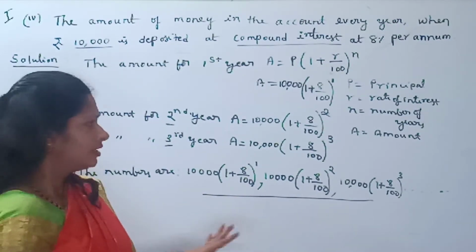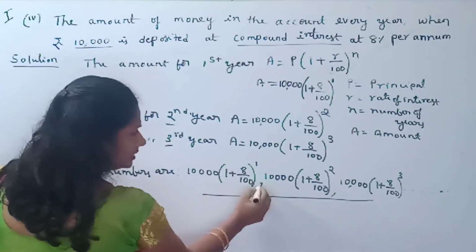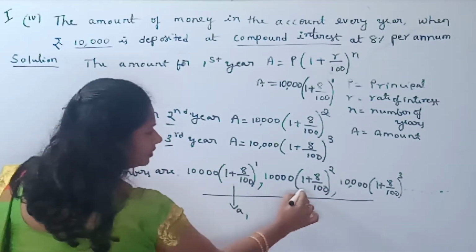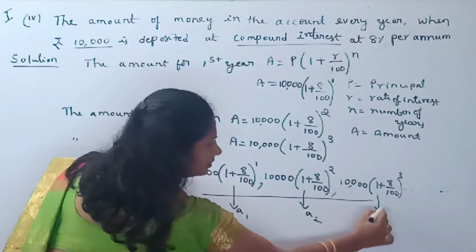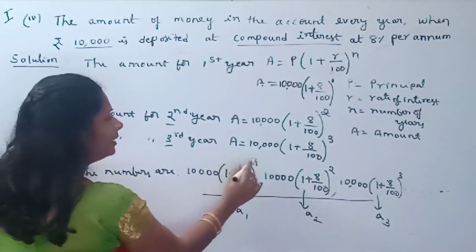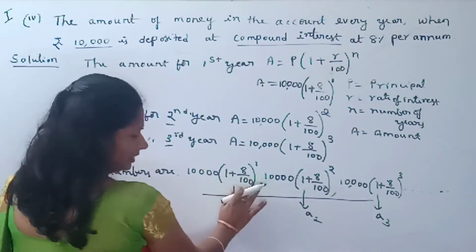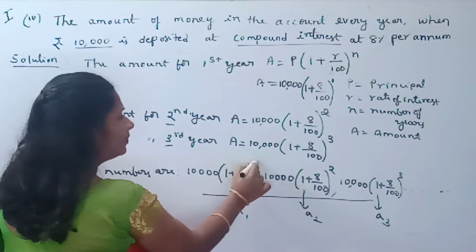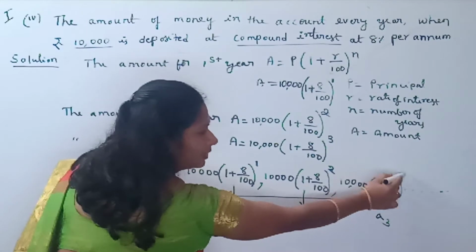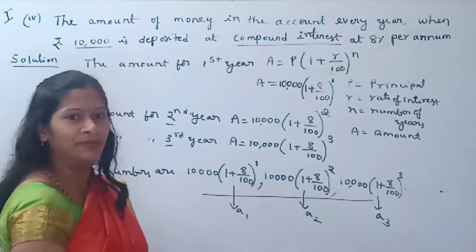Is it clear? See here, children, please observe carefully. These are the list of numbers. This is our first term A1, this is the second term A2, and this is the third term A3. Now what do you observe, children? Only the powers keep on changing here, isn't it? The other things are the same, the base is the same, only the powers change. Here the power is 1, in the second term the power is 2, and in the third term the power is 3, and so on. Such a list of numbers does not form an AP, isn't it?